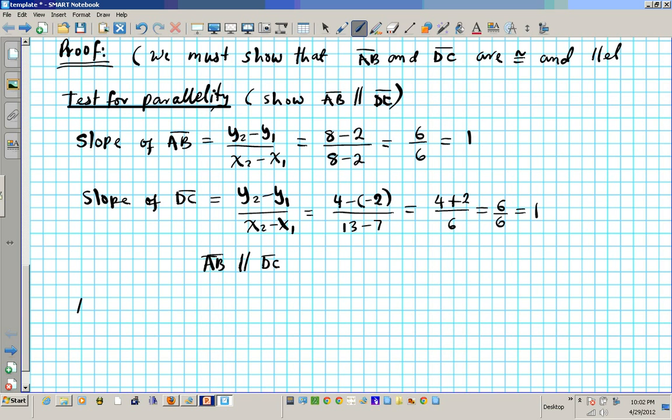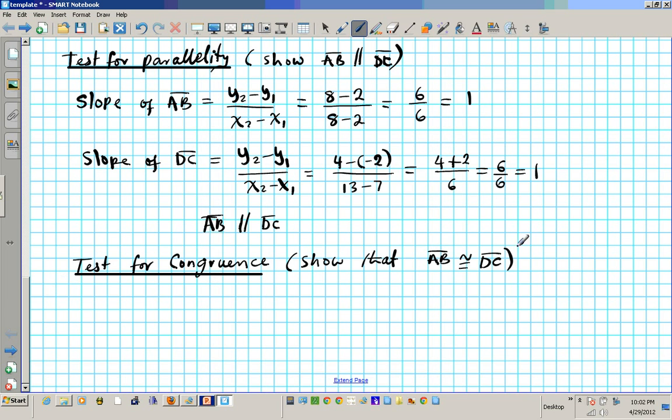Now the next test we want to show is test for congruency. Okay? Test for congruency. So we've already selected our two test segments, AB and DC. So to test for congruency, we just need to show that segment AB is congruent to segment DC. If we can show this, then we're done. Okay? So how do we show that these two segments are congruent? We just use a distance formula to compute the distance between the 2 points.